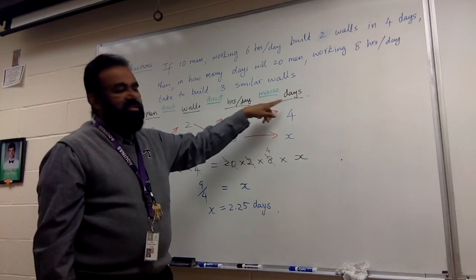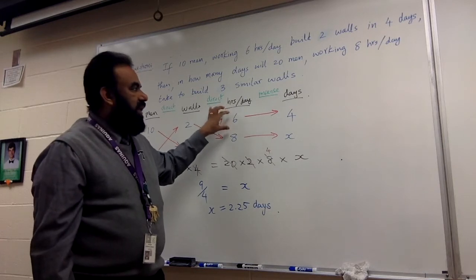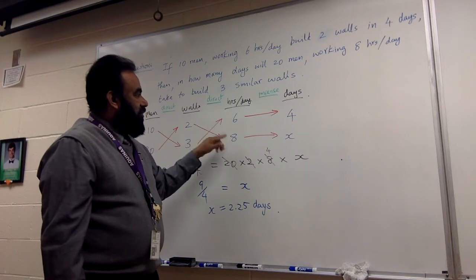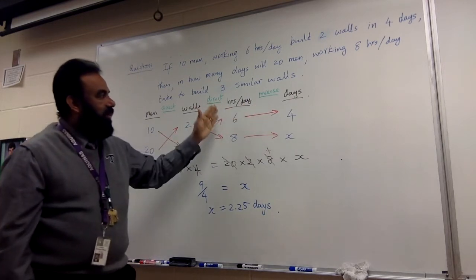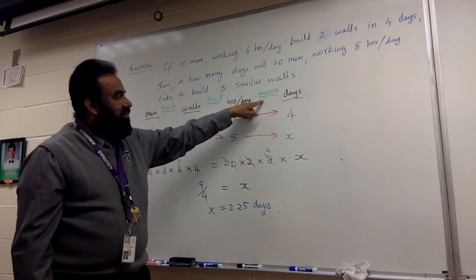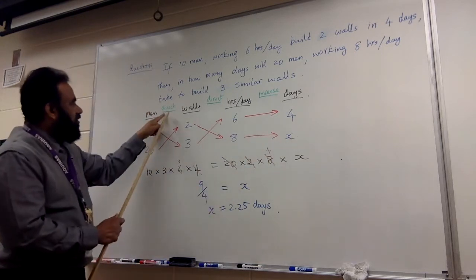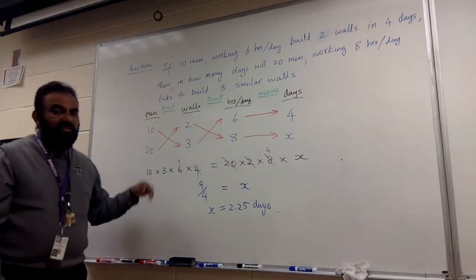And hours per day versus days. If you work fewer hours per day, you'll take more number of days to complete a certain task. So this is an inverse proportion, because when one goes up, the other goes down. So because it's inverse proportion, we use a straight multiplication. So you can see the difference between direct, cross, inverse, straight. And after that, the problem is simple.